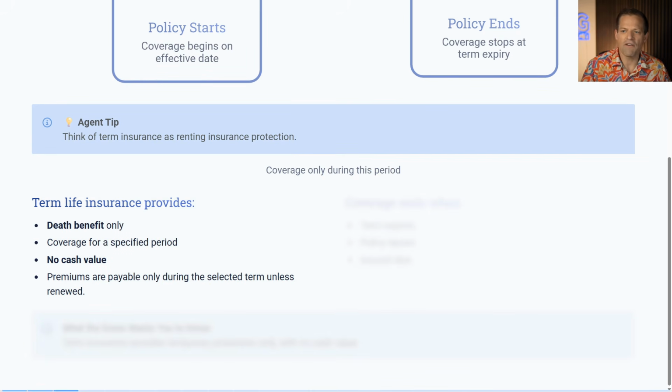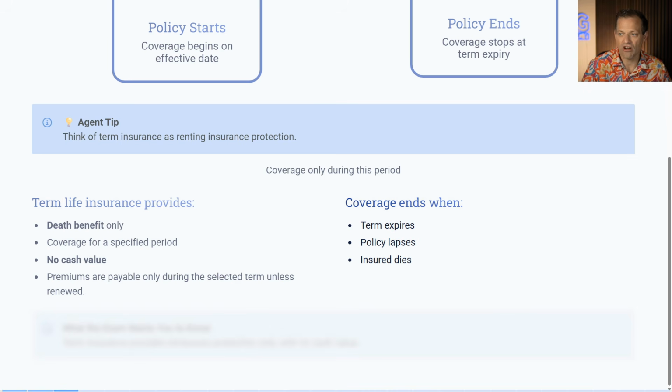So term insurance provides the following: a death benefit, just a death benefit, okay? No cash value, coverage for that specified period of time, and premiums are payable only during the selected term unless renewed, unlike cash value, whole life, permanent plans. We'll talk about that in a minute. Coverage ends for term insurance when the term expires.